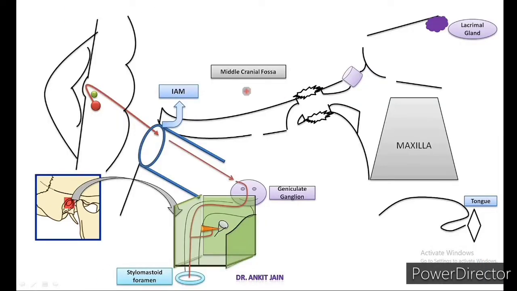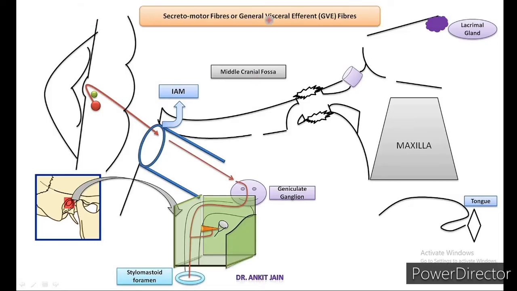Now, I am going to talk about the secretomotor fibers or general visceral efferent fibers. The preganglionic parasympathetic secretomotor fibers arise from the superior salivatory nucleus, pass through the internal acoustic meatus and then run within the labyrinthine part of the facial canal. Then these fibers pass through the geniculate ganglion and without relay here, some of them enter into the tympanic part of the facial canal and some of them move upward and enter into the middle cranial fossa through a hiatus.